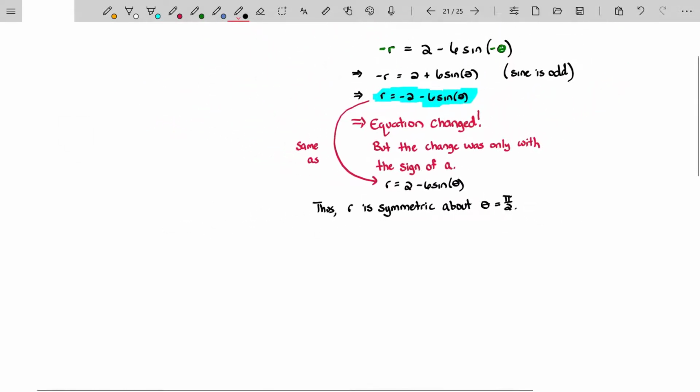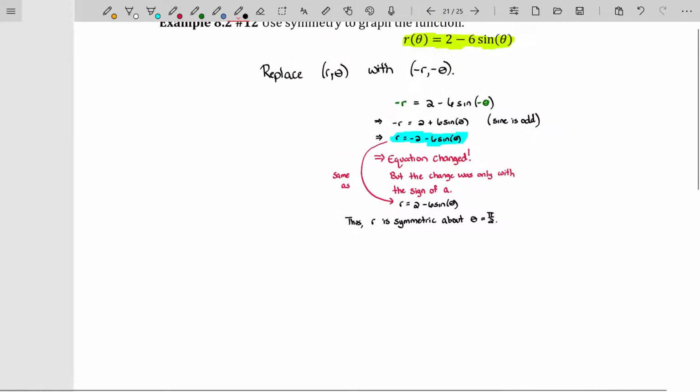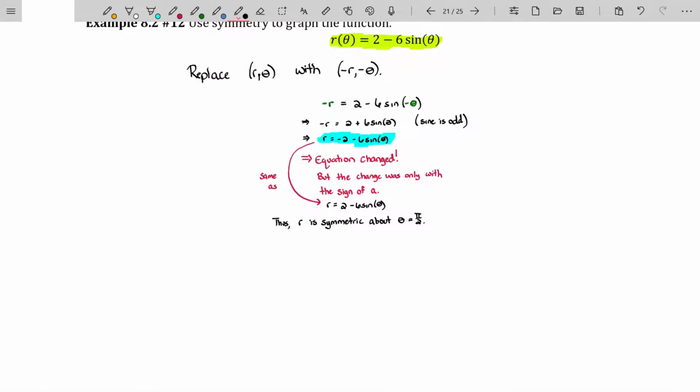So let's go ahead and start to graph the original function, which was r is equal to 2 minus 6 sine of theta. And I will start the way that I've been teaching it, which is graph y is equal to -6 sine of x plus 2. And I'll just quickly jot that out. In fact, I'll do it live rather than pausing.